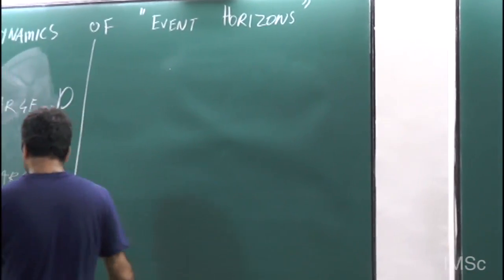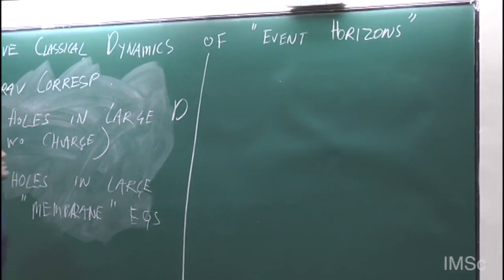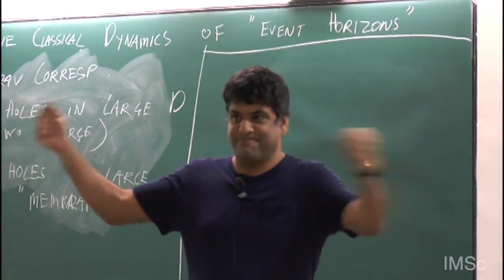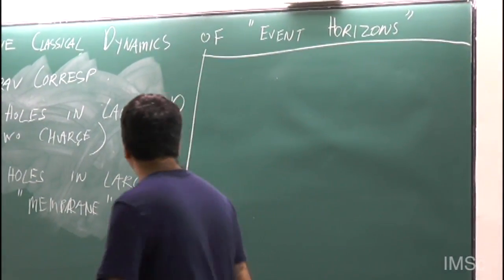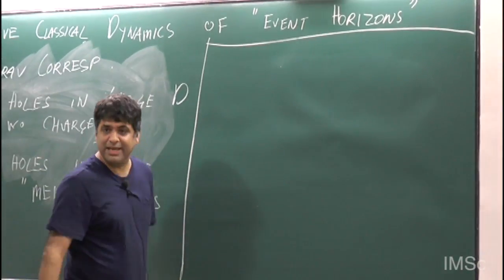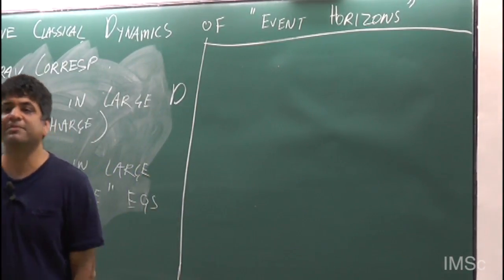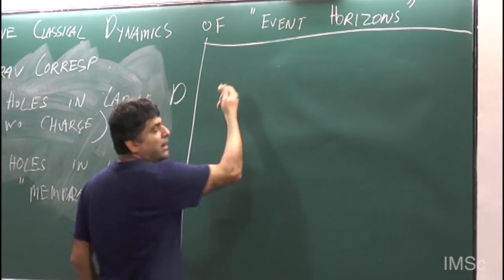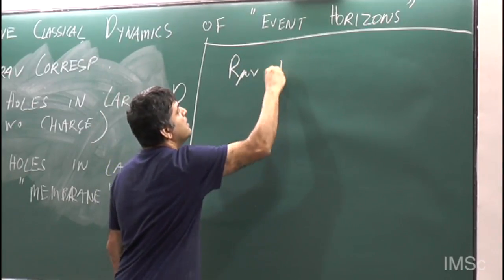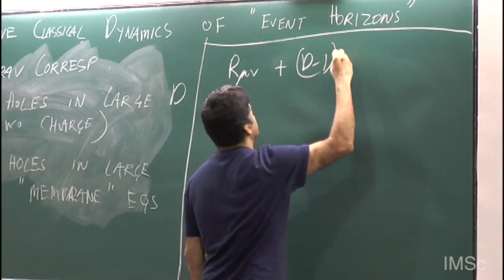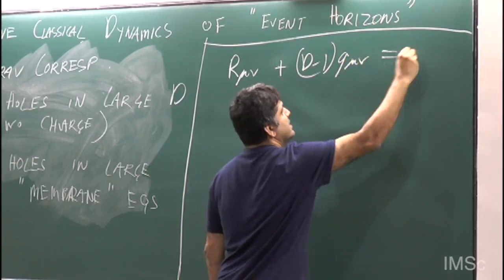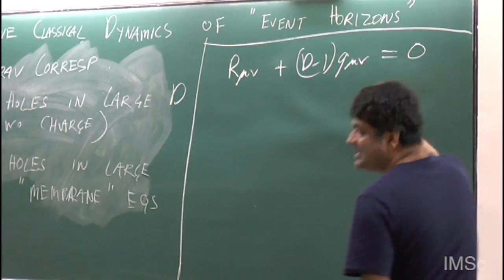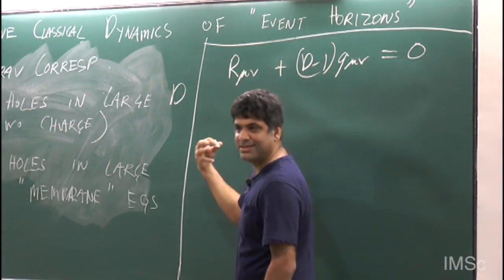So let's move on to the study of the fluid gravity correspondence. It takes us quite far afield from this black hole merger, as I've explained. It starts with the study of Einstein equations with a negative cosmological constant. So the equations we're going to study in this first part of the talk are R_{μν} + (D-1) g_{μν} = 0. This is Einstein's equations with a negative cosmological constant.